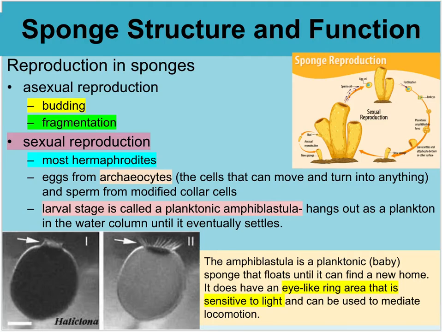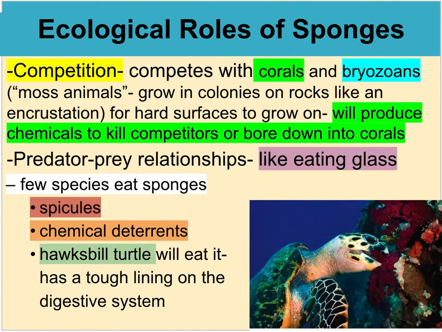Interesting, once the little baby is formed, it makes a planktonic amphiblastula, and this little guy moves around, and it actually has a ring-like area on it that is sensitive to light and helps it kind of orient itself. What's interesting is the adult version doesn't have that. Just when it's in its little planktonic state is it able to do that.